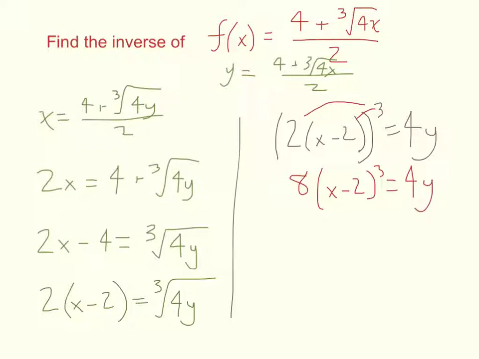This is a lot easier than trying to cube the original, which we would have had to distribute and then factor out to get that, which would have been really, really tough to do. So now when we divide by 4, we only need to divide that 8 by 4, so really this is 2 times x minus 2 cubed equals y, or the other way around.